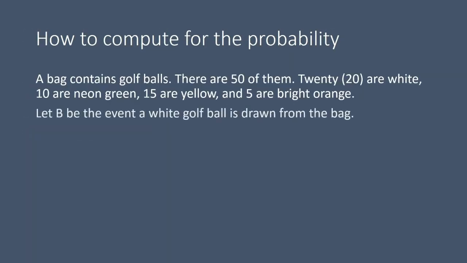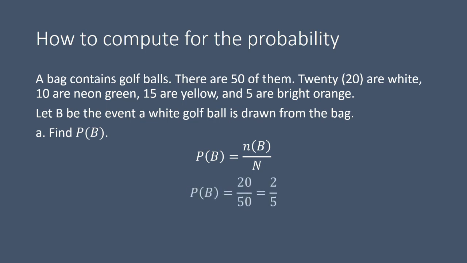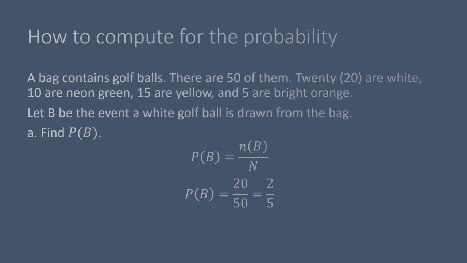How about this? Let B be the event a white golf ball is drawn from the bag. What is P of B? P of B is equal to N of B divided by capital N. How often do you see a white ball in the sample space? It's 20. And the size of the sample space is 50. So P of B is equal to 20 over 50, or 2 over 5.